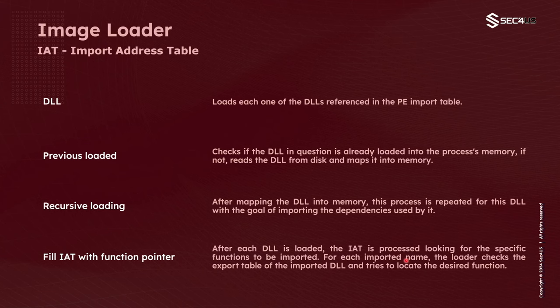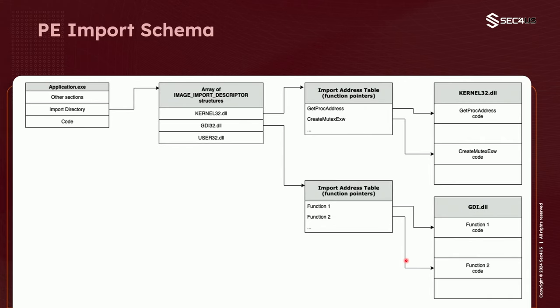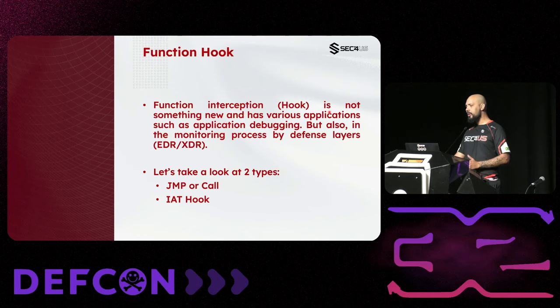So when I try to execute this process, my application will come to the import address table and ask: what is the real virtual address of this function? And put this, for example, in a register, and after that call the address in this register in order to call the real function code. And another thing that the image loader does is look through the loaded DLLs, check if these DLLs were already loaded, recursive loading and so on, and fill this function pointer. There is another image to illustrate this same thing, with the names of the DLLs and the functions that I imported in my application by default, and the name and the code of the function inside the target DLL. Let's start talking about the techniques.